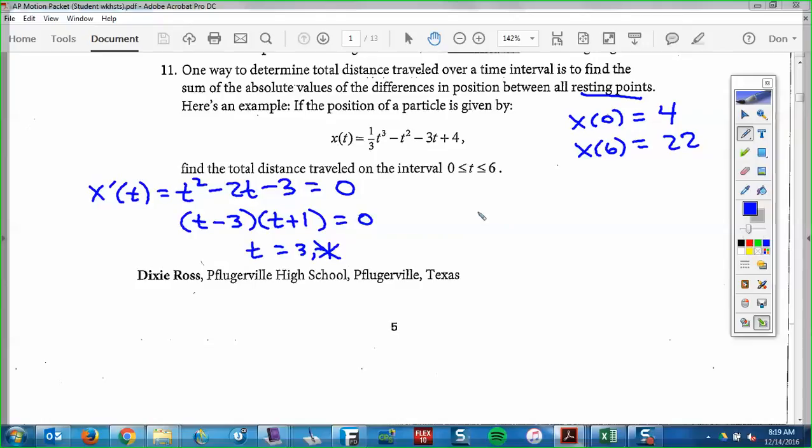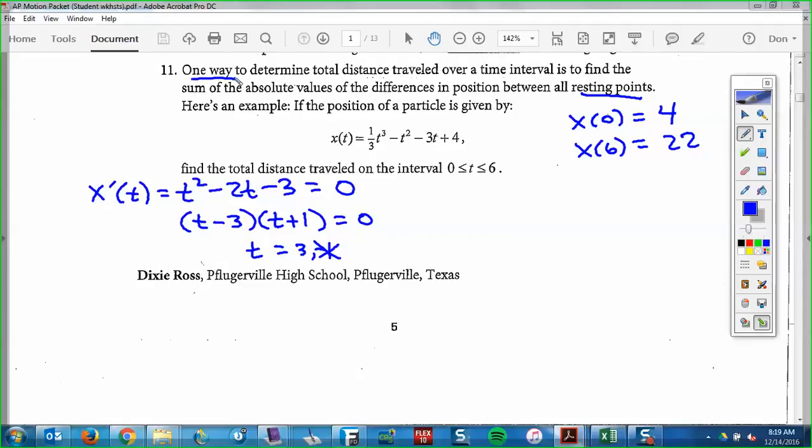So what do we need to do? So now what did it say? One way. Now we're going to have another way later on. We don't know enough to be able to do it right now. But one way to get total distance traveled is to find how far it traveled between its resting points, right? So what do I need to do with that information that I just found? 0 to 3, subtract. Okay, say that again. 0 to 3 and subtract them, then 3 to 6.